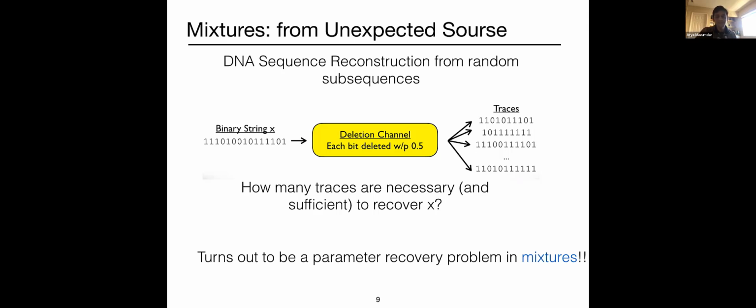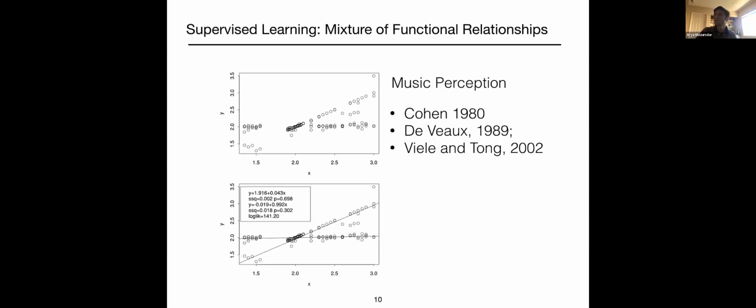Now there is a relatively new paradigm. All of this is in the context of unsupervised learning. You want to do parameter learning, so there is no machine learning, so to speak. In the context of supervised learning as well, there can be mixtures, and it is mixtures of functional relationships.